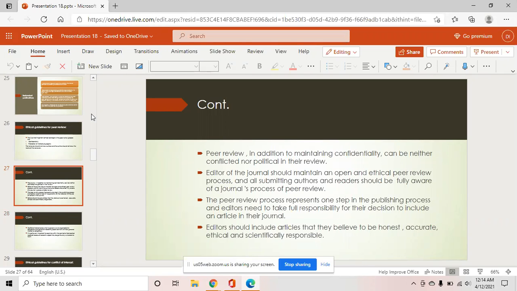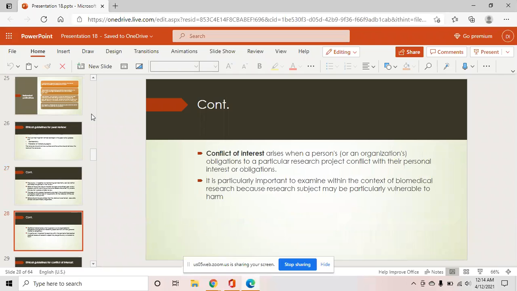Peer review, in addition to maintaining confidentiality, should be neither conflicted nor overly critical. The editor of the journal should maintain an open and ethical peer review process, and all submitting authors and readers should be fully aware of a journal's process of peer review. The peer review process represents one step in the publishing process, and the editors need to take full responsibility for their decision to include an article in their journal. Editors should include articles that they believe to be honest, accurate, ethical, and scientifically responsible.